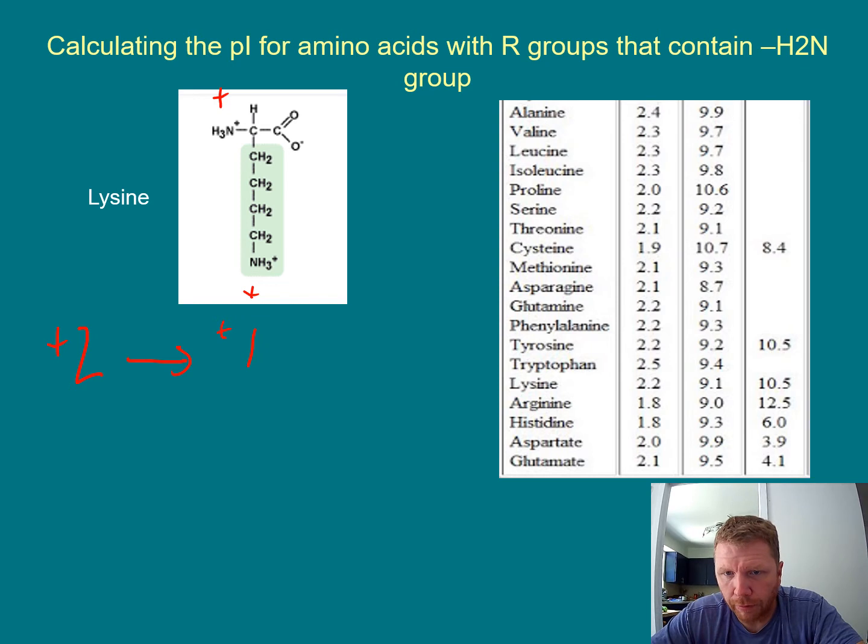My next group is going to be my N termini, which has a pKa of 9.1, and that's going to transition from a +1 charge to a 0 charge. And then the last group is going to be pKa of 10.5, where it's going to transition my molecule from a 0 to a -1. So my molecule has a total of 3 pKa's. I'm going to list them in sequence: 2.2, 9.1, and 10.5.